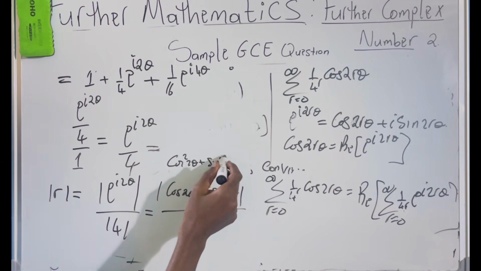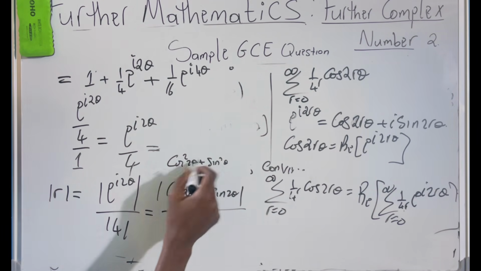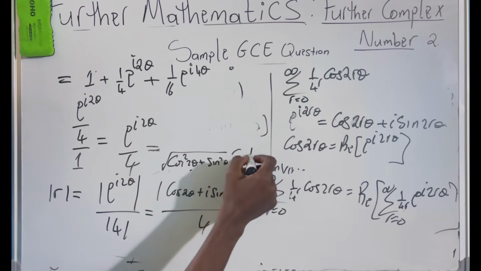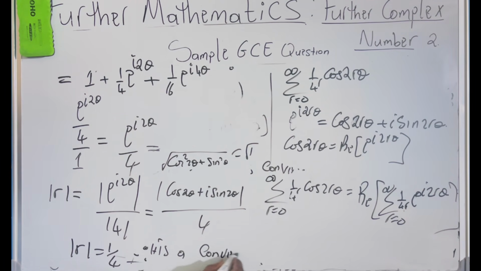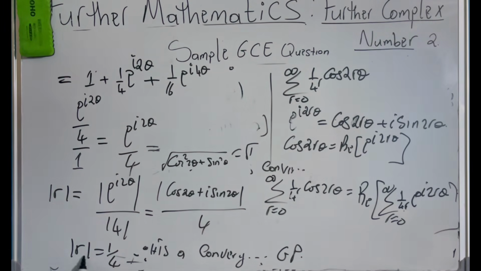Okay, and the square root of that. So this one is 1, the square root of 1 is 1. So making it 1 over 4. Therefore, you conclude that it is a GP, it's a converging geometric progression because it has a common ratio which is 1/4, and that common ratio is less than 1. So that is the first part of the question.